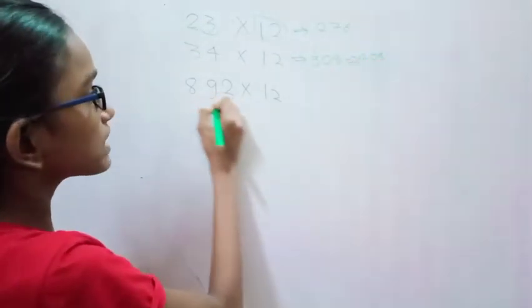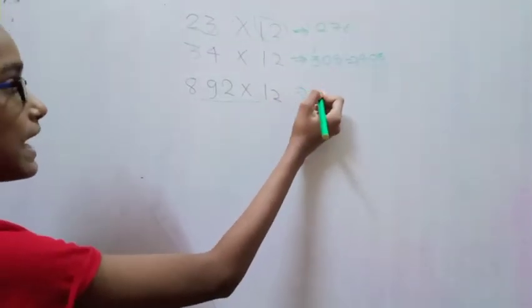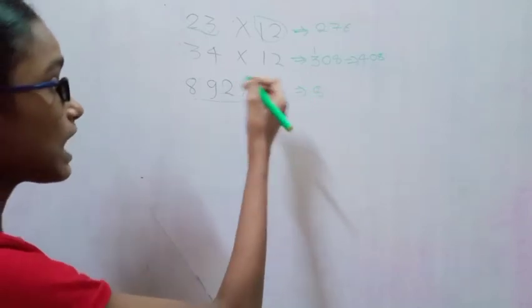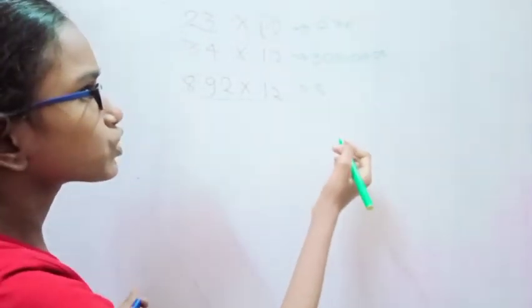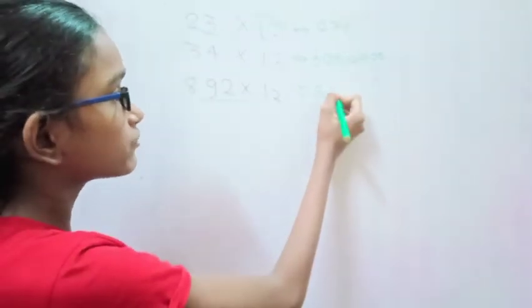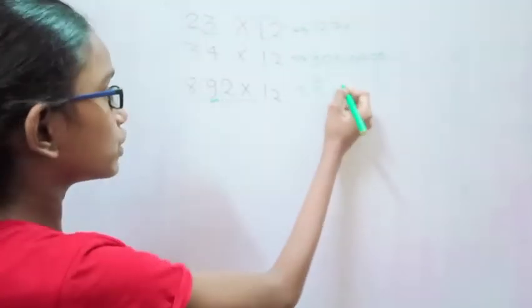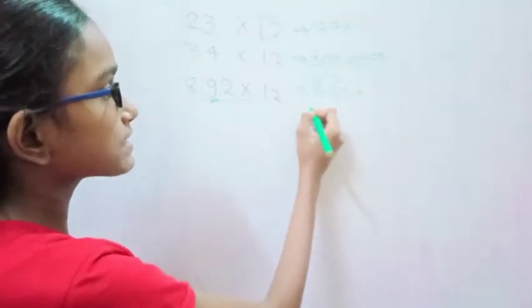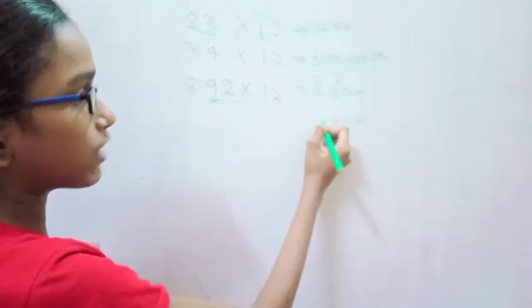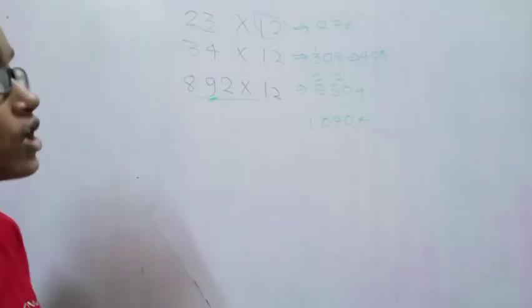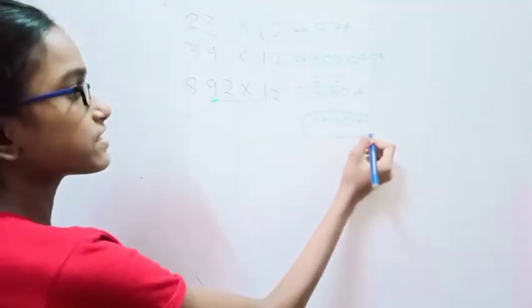Now the answer to this is 892 into 12. The answer to this would be 8, 8 to the 16 and then 16, 5, 2 and then 0, 2, 4. So your answer is 4071004. So how I got the answer is this easily without actual multiplication as well.